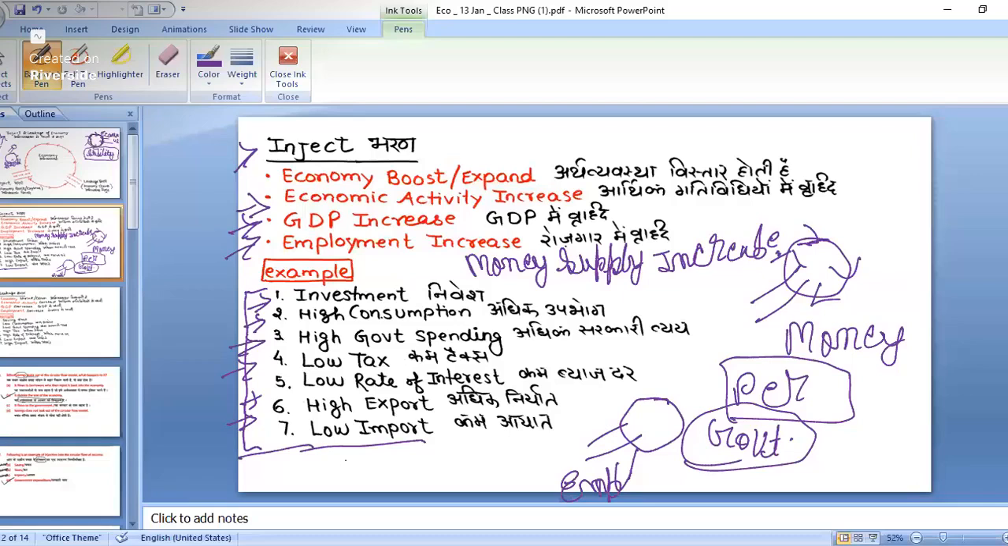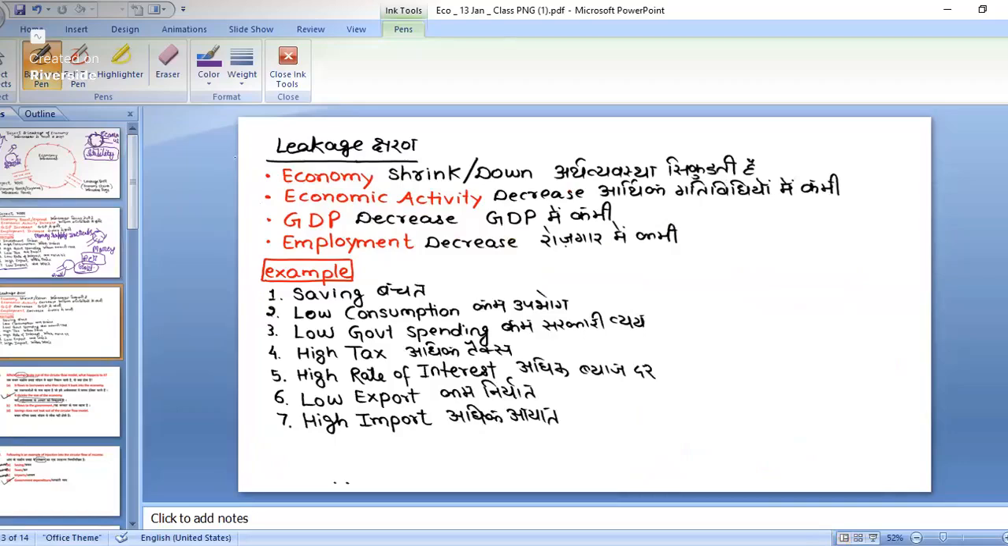So low import means what? Here our economy will be pushed. So these are examples for boosting our economy. These are examples of the injection. Now here we have the leakage. Suppose if you have a leakage in something, what will happen? The size will decrease. So in the case of the economy also, the economy will shrink down.